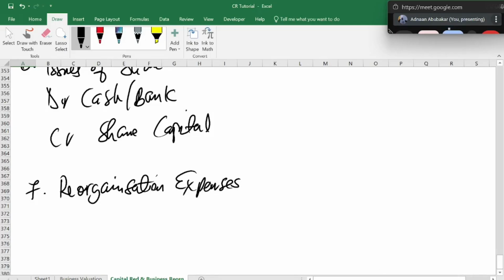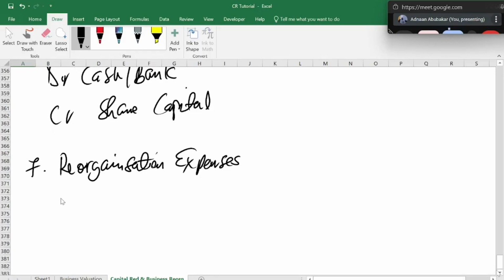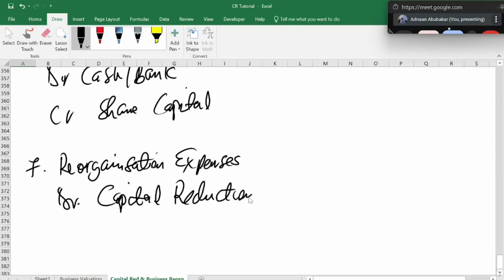Reorganization expenses, that one too is straightforward. The company is going to pay the resource person, or the one who is going to liquidate, for the administration of the company. So the company is going to lose money for that work. So when that happens, you debit the capital reduction account. Remember, any item that goes to the debit side of the capital reduction account is a loss to the company.